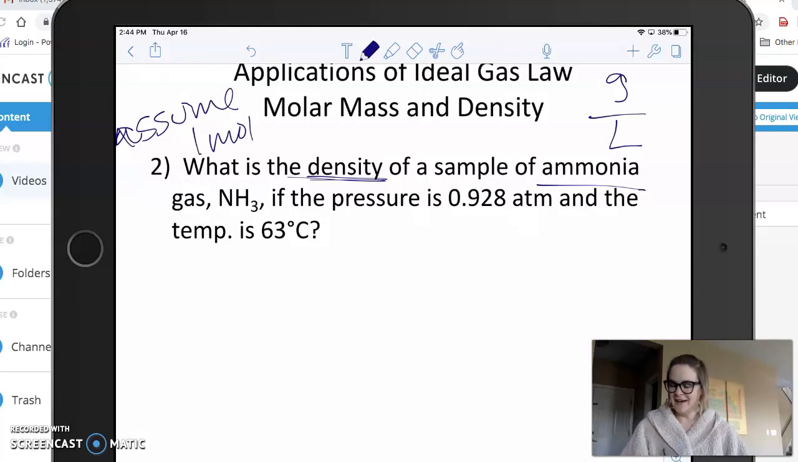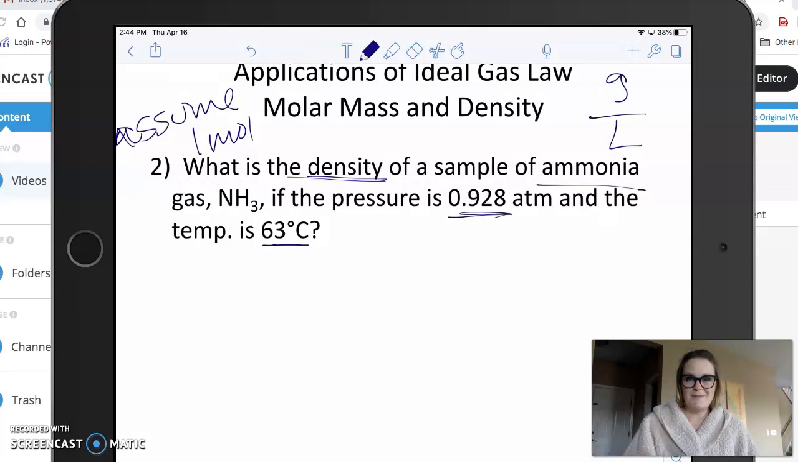Great. So how would I figure out the liters that 1 mole of ammonia takes up? Remember when we said that 1 mole equals 22.4 liters? That's only at standard temperature and pressure, which is 0 degrees Celsius and 1 atm. Notice how we are not at 0 degrees Celsius and we are not at 1 atm. So you can't use that 22.4. That only works at STP.